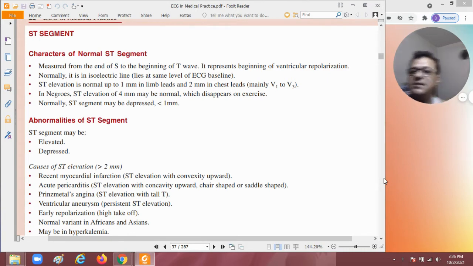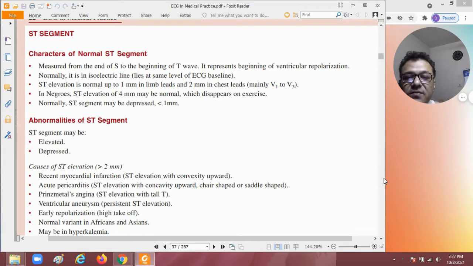Hello, today's lesson is the ST segment: characteristics of the normal ST segment and abnormalities of the ST segment. What are the characteristics of the normal ST segment? It is the isoelectric line. That means it runs from the end of the S wave to the beginning of the T wave. It represents the beginning of ventricular repolarization.